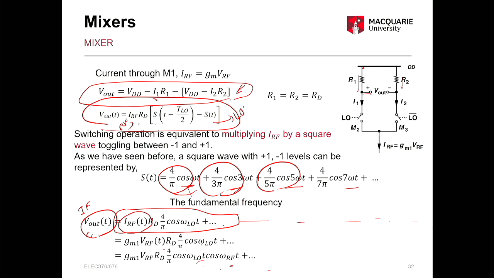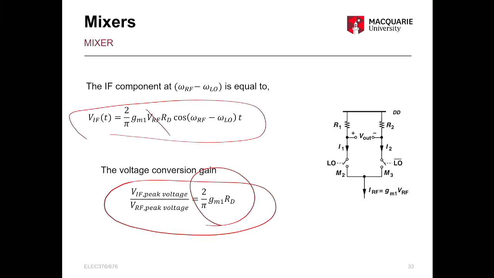So only this term, cos omega LO times cos omega RF, will give you the mixed output, which will give you omega LO plus or minus omega RF. And the coefficient of that is this. So this is the coefficient for IF. And the coefficient of VRF is VRF itself, because you are giving it as the input. So you just need to remove VRF there, and you end up with 2 divided by pi G1 GMRD as the voltage conversion gain for the circuit.